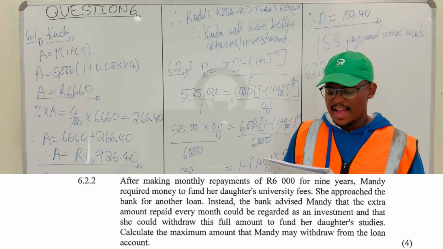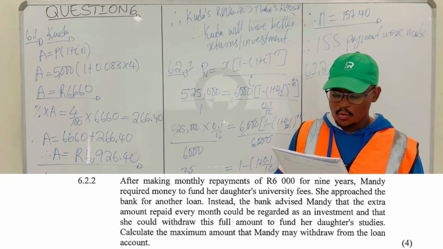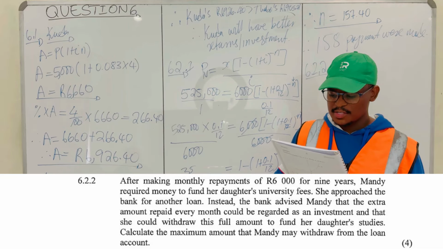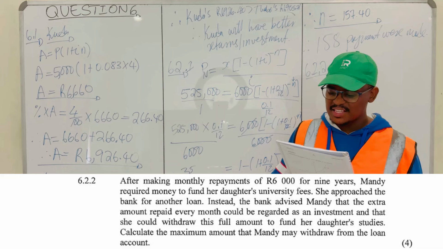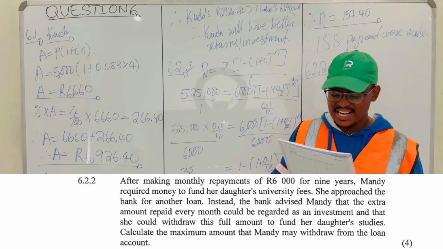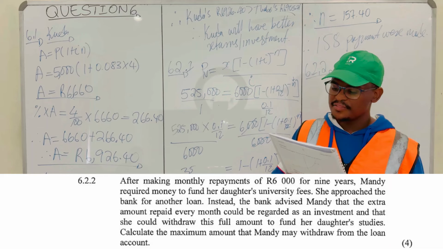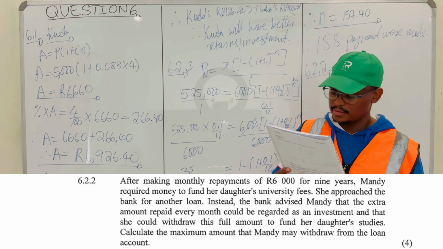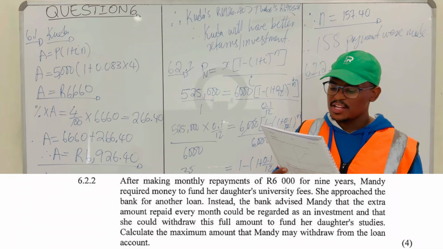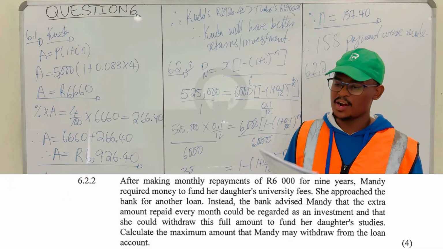They're saying, after making monthly repayments of 6,000 for 9 years, Mandy required money to fund her daughter's university fees. She approached the bank for another loan. Instead, the bank advised Mandy that the extra amount she repaid every month could be regarded as an investment and that she could withdraw this full amount to fund her daughter's studies. Calculate the maximum amount that Mandy could withdraw from the loan account.